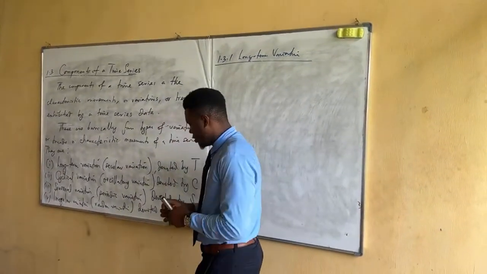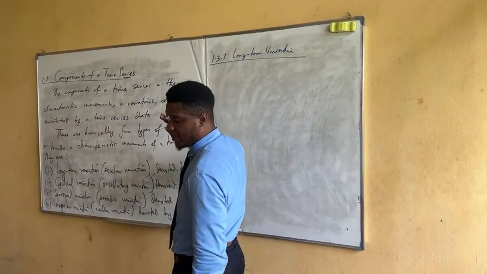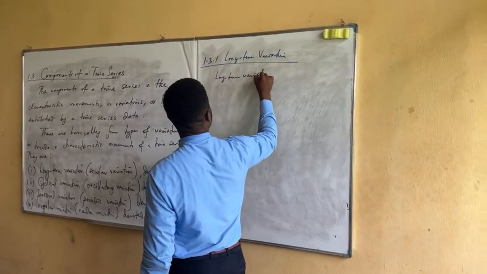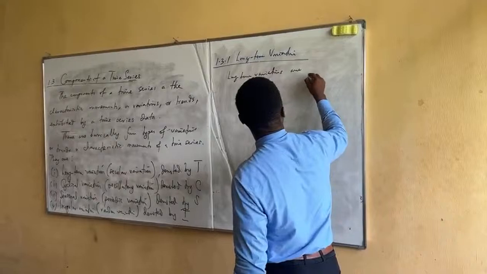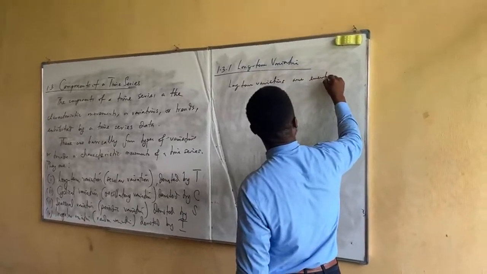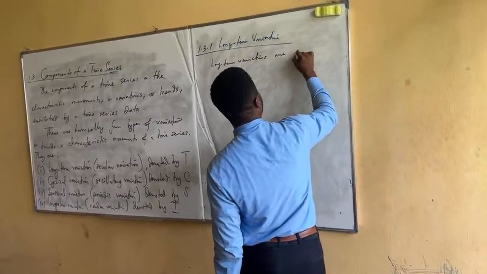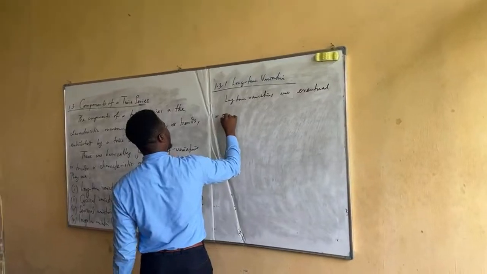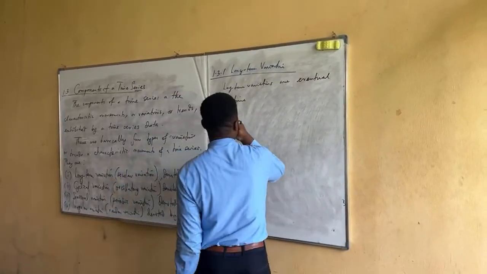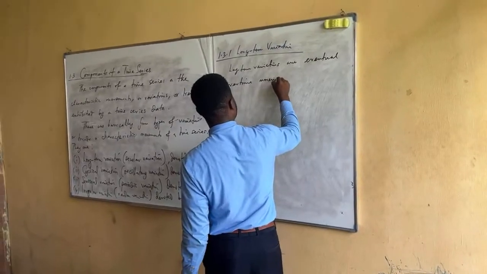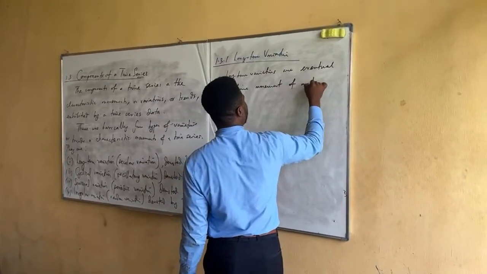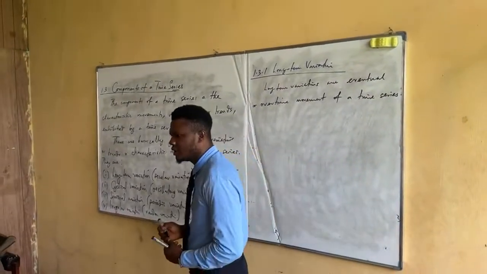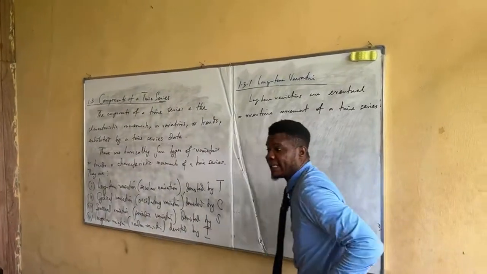Please. So I'm going to write in simple statements so that we don't waste time. Long-term variations are the eventual or over time movement of a time series. Full stop. It is the long-term variation that tells you in a time series.